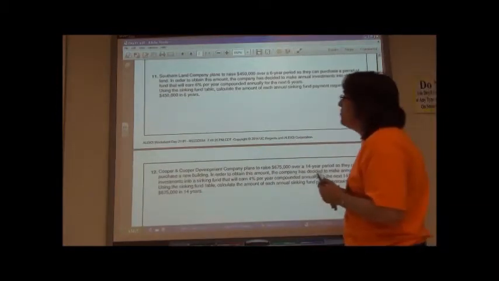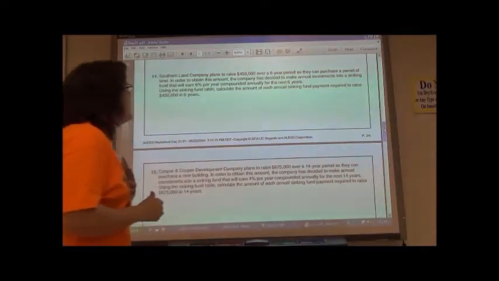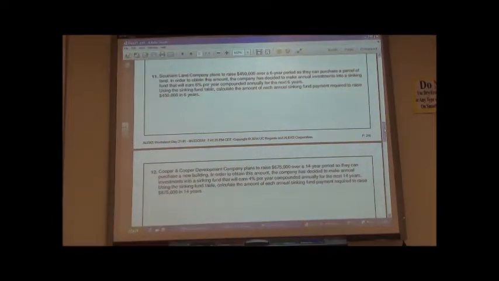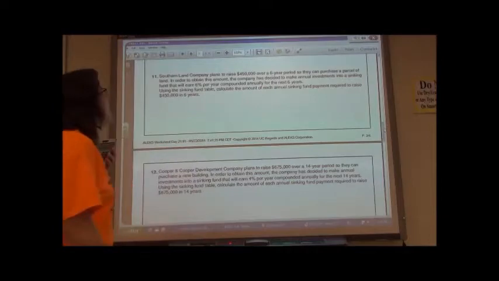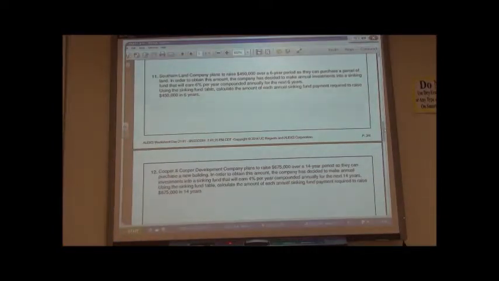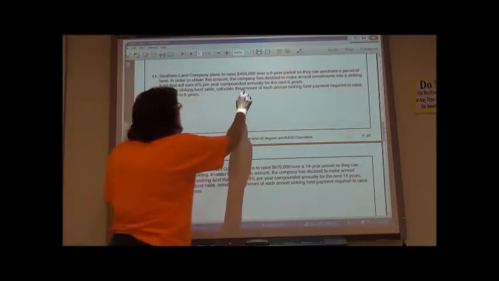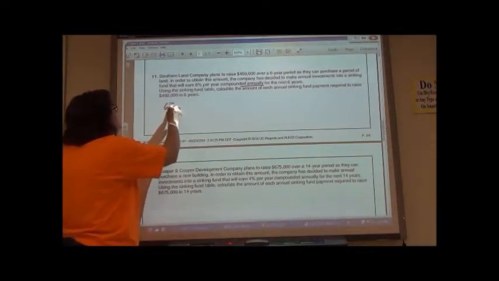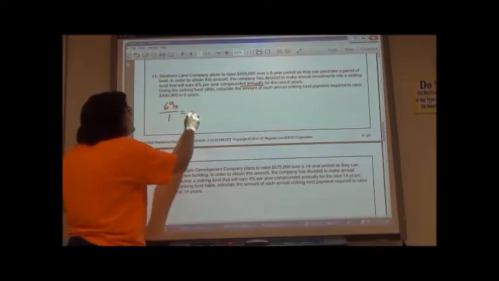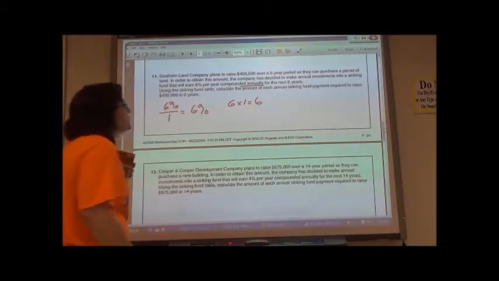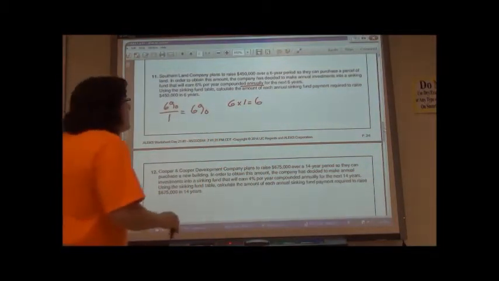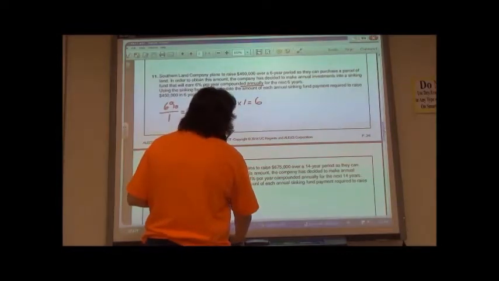Number 11: Southern Land Company plans to raise $450,000 over a 6-year period so they can purchase a parcel of land. In order to obtain this amount, the company has decided to make annual investments into a sinking fund that earns 6% per year compounded annually for the next 6 years. Again, we're compounding it annually. 6% per year, once a year, is still 6%. 6 years, once a year, 6 times. So in my table, I'm going to do 6%, 6 times.